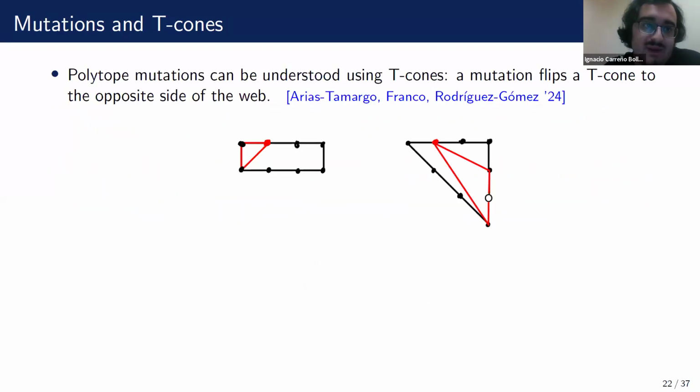Now, with this said, we can understand polytope mutations using these T-cone tools. A mutation just takes one T-cone and flips it across the opposite side of the web. So, for example, we start here with this red T-cone, and we want to cross the 7-brane that is attached here through to the other side. So we flip the T-cone across the web. This SL2 action acts on these three bottom segments, changing their PQ charge, and also due to the Hanany-Witten effect results in this white dot.